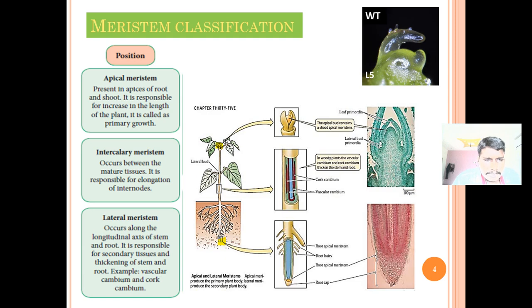Lateral meristems are actually formed from the permanent tissue. The permanent tissue undergoes differentiation, redifferentiation process and forms cambium. From that, the phloem and xylem will be developed. So the examples for lateral meristems are vascular cambium and cork cambium.